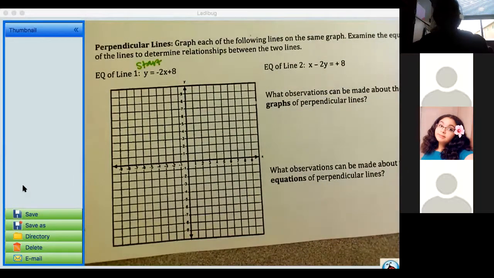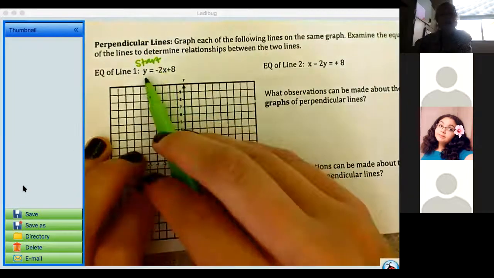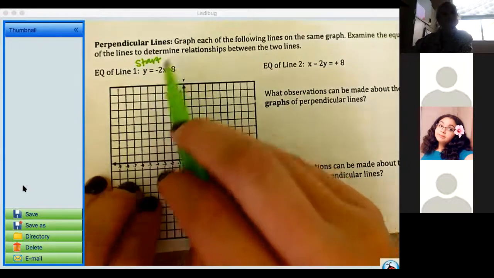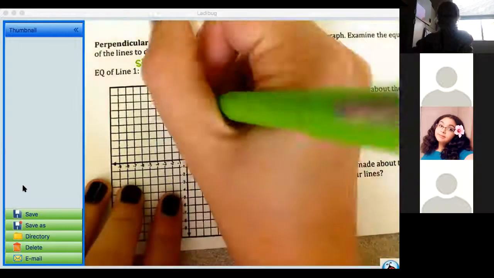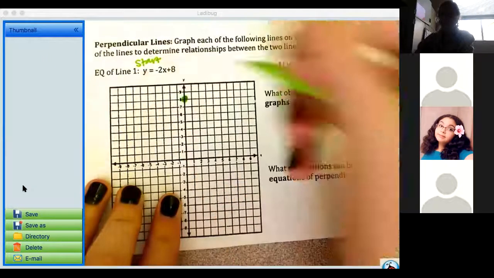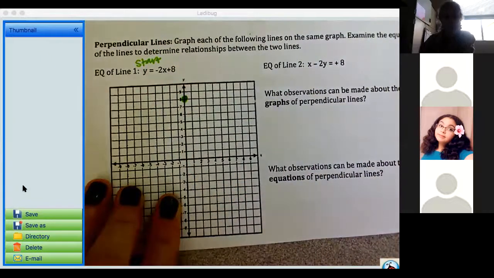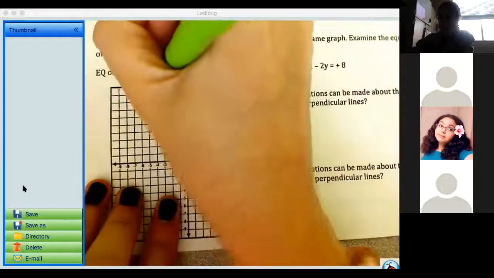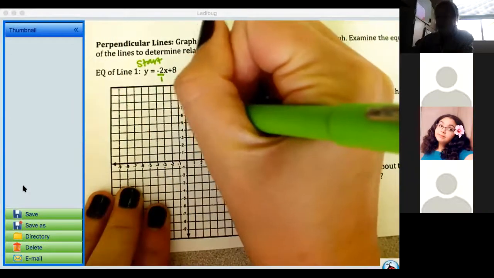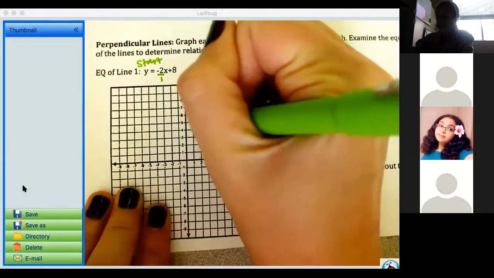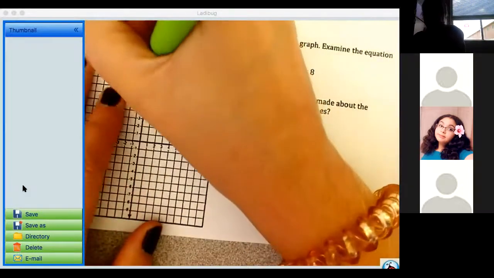Because it says y equals. You awake? You writing this down? Okay, so Brooke says this one because it says y equals. She's right. Where's the base? 8. Good. What's my slope? -2/1. Perfect. So down 2 over 1, down 2 over 1, and I'm going to graph this.